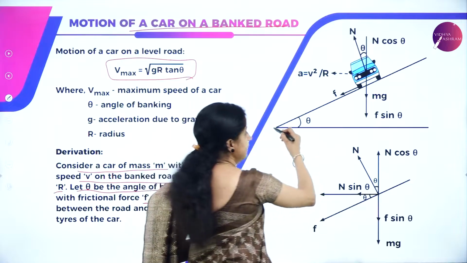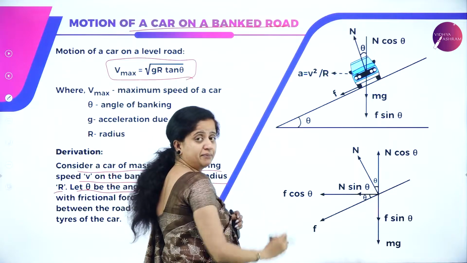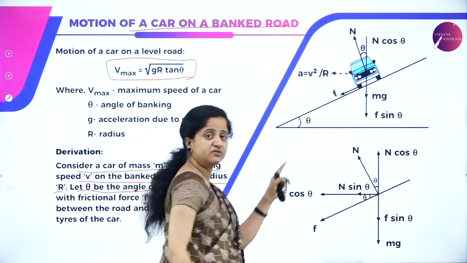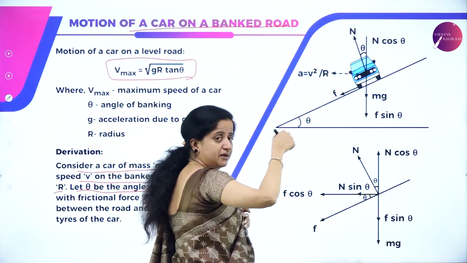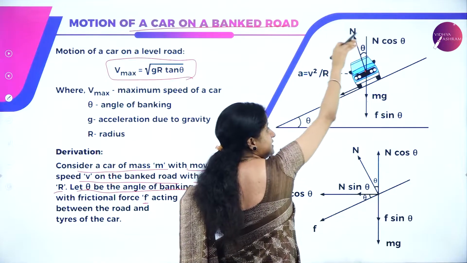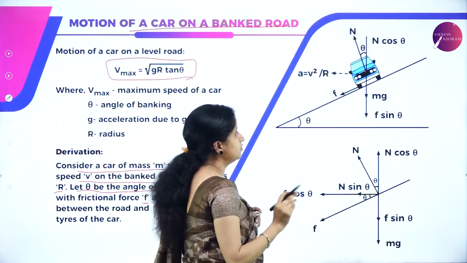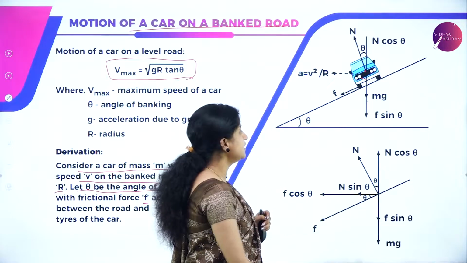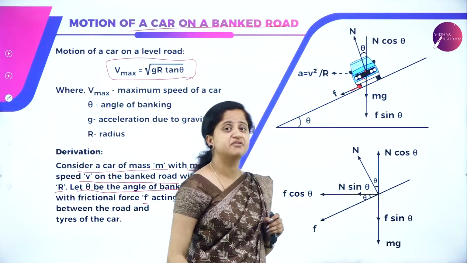So here we are considering a banked road. You can observe there is an inclined surface, and this is called the angle of banking, which is the angle between the horizontal surface and the inclined surface. Here the car is moving. When the car is traveling on a banked road, there exist various forces. One is the weight and the other is the normal force. Since it is inclined, the normal force is resolved into two components: N cos theta and N sin theta. The third force that acts between the tire of the car and the road is the frictional force.